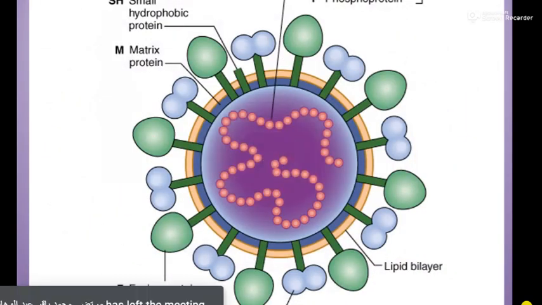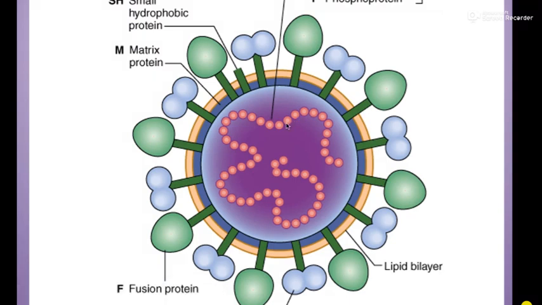This is a generalized picture of all paramyxoviruses. This is the fusion protein, and you see here the HN, hemagglutinin and neuraminidase proteins. It contains a lipid bilayer envelope, and inside the virus are three main proteins called RNP, ribonucleoprotein, meaning protein attached to the RNA of the virus. Also, there is matrix protein between the envelope and the capsid.